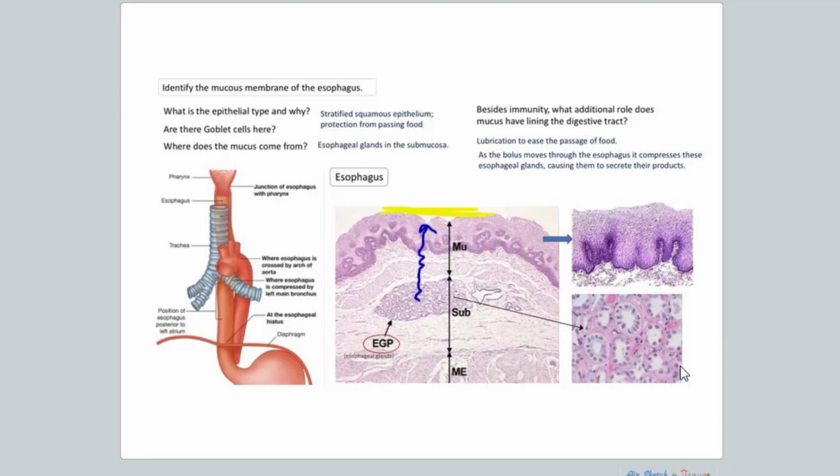So we know that this mucus layer is good for an immune role. It's going to trap those bacteria, but does it serve another role? It does. Okay, so as food is passing down the esophagus, this mucus is going to serve as lubrication. It's going to ease the passage of food, and it's going to cause less abrasion against the stratified squamous epithelium there.